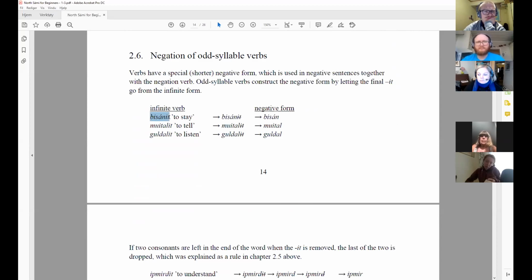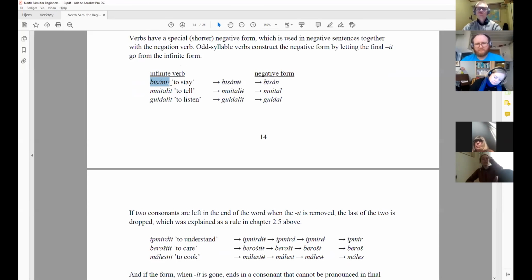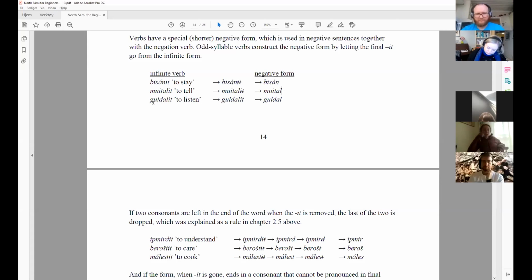So if you have this word bisanit, we have these odd syllable verbs like bisanit or muitalit we already had. When you want to make a negative form of it, you drop the last it. So muitalit becomes in muital. And there we have the negative form. Muitalit, you take away the it, and then you have muital. That's the negative form. And you do the same with kultalit, in kultal, I don't listen. And you do the same with bisanit, to stop. Stop, I think, would be better than to stay here. Bisan, in bisan, I don't stop.